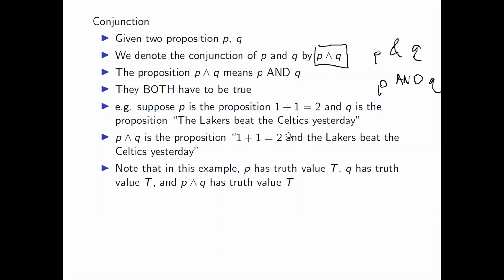Now in this example that we just considered, we can look at what were the truth values of P, of Q, and of their conjunction. So in the example, P had truth value of T. Q had truth value of T as well, because 1 plus 1 is equal to 2, and the Lakers beat the Celtics yesterday. That means both parts of the conjunction are true, so the conjunction P and Q also has truth value of true.